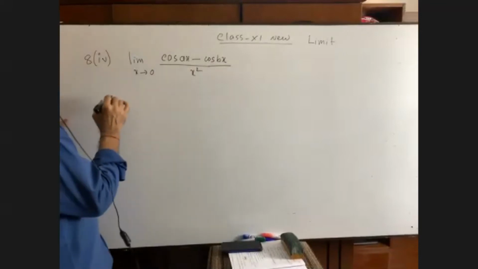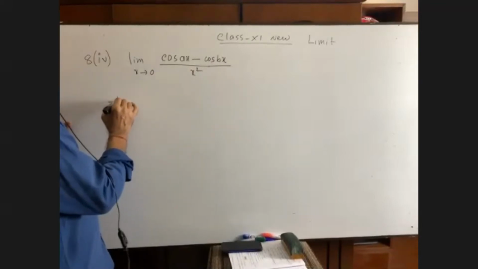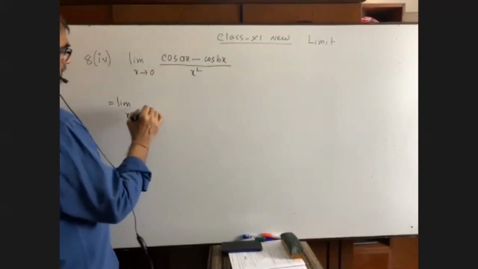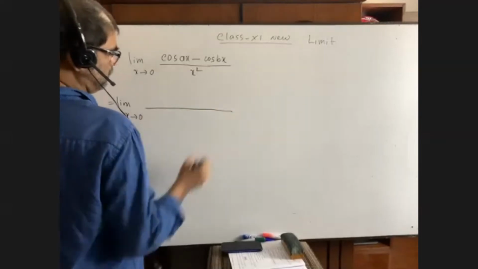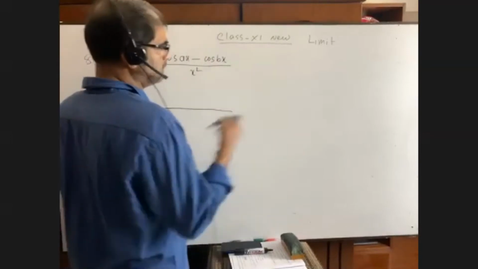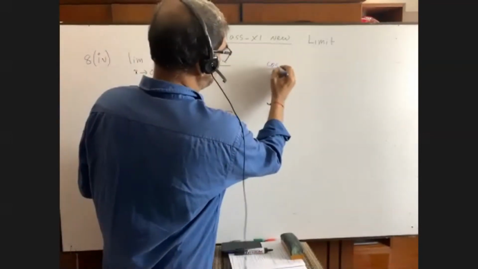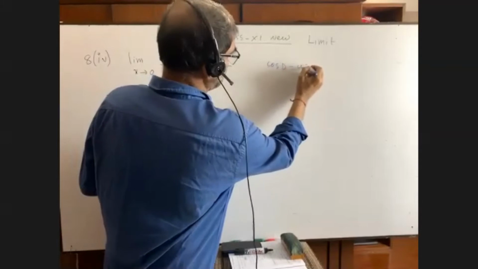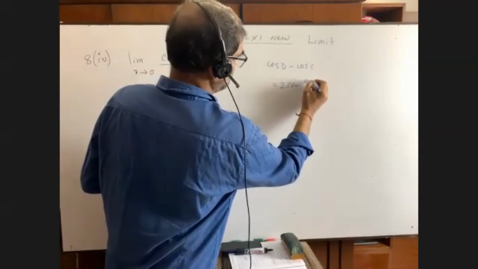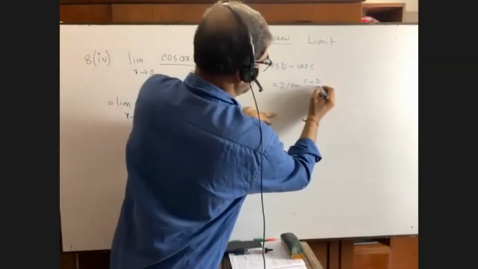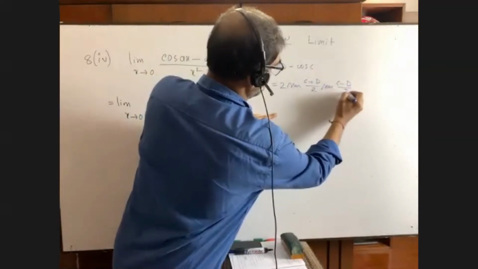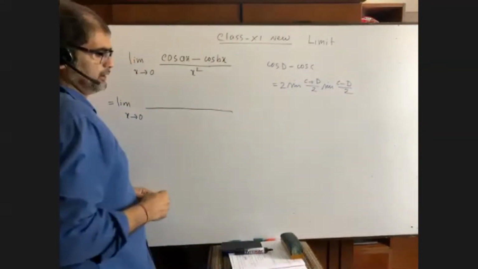Minus cos c. Limit x tends to 0, cos d minus cos c. What is the formula? Can you tell me? Cosine d minus cosine c is equal to 2 sine (c plus d) by 2, then sine (c minus d) by 2. Okay, this is the formula.